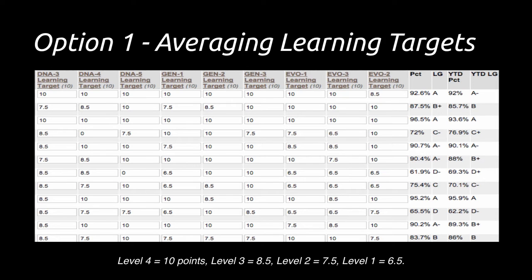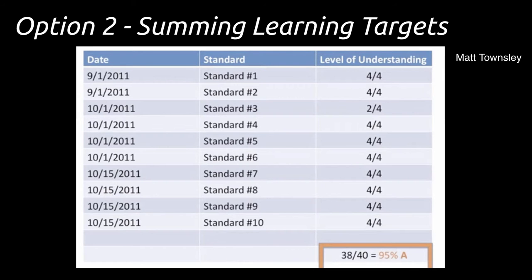So you can see from this grade book, each row is a different student. Each column is a different learning target instead of an assessment. And just like in an assessment-based grading course where you might take the average of all the different assessments, this teacher takes the average of all the different learning targets. So that's one approach.